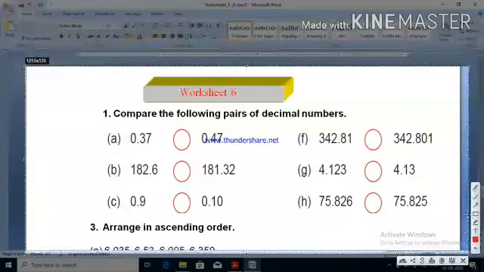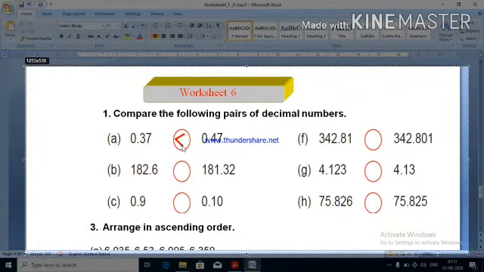Let us see. Here 0.37, here 0.47. Here is 4 and here is 3. That's why it is greater than. Next one, 182.6 and 181. 182 is greater than 181. That's why... 0.9 and 0.10. So 0.9 is 0.90, and here is 0.10. That's why 0.9 is greater than 0.10.